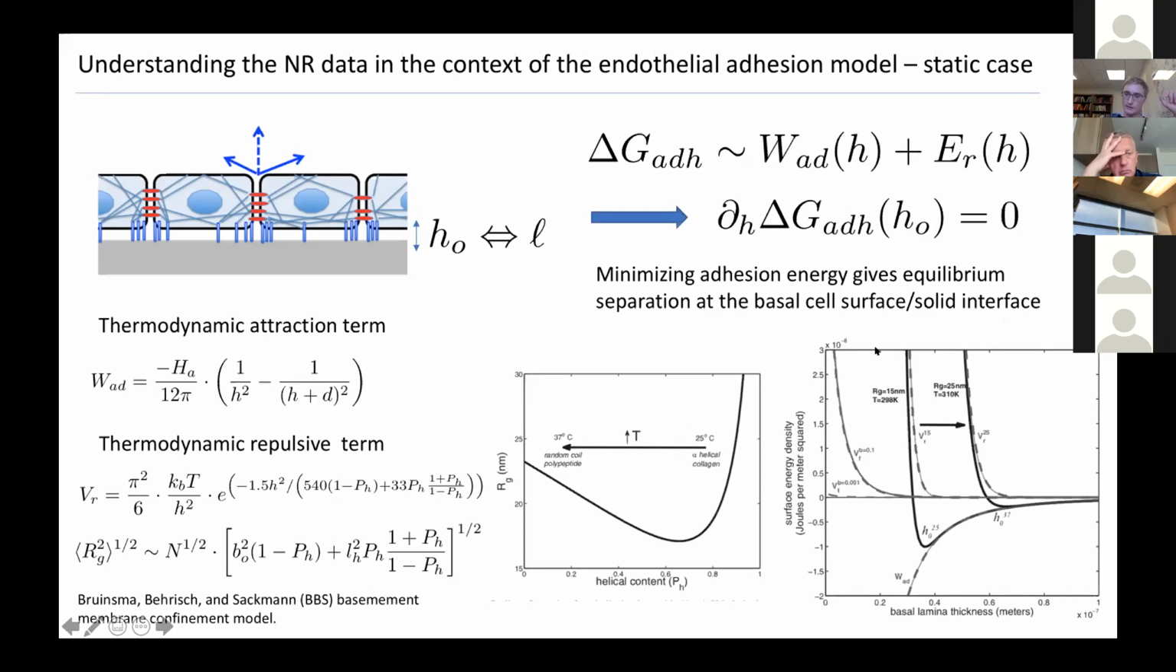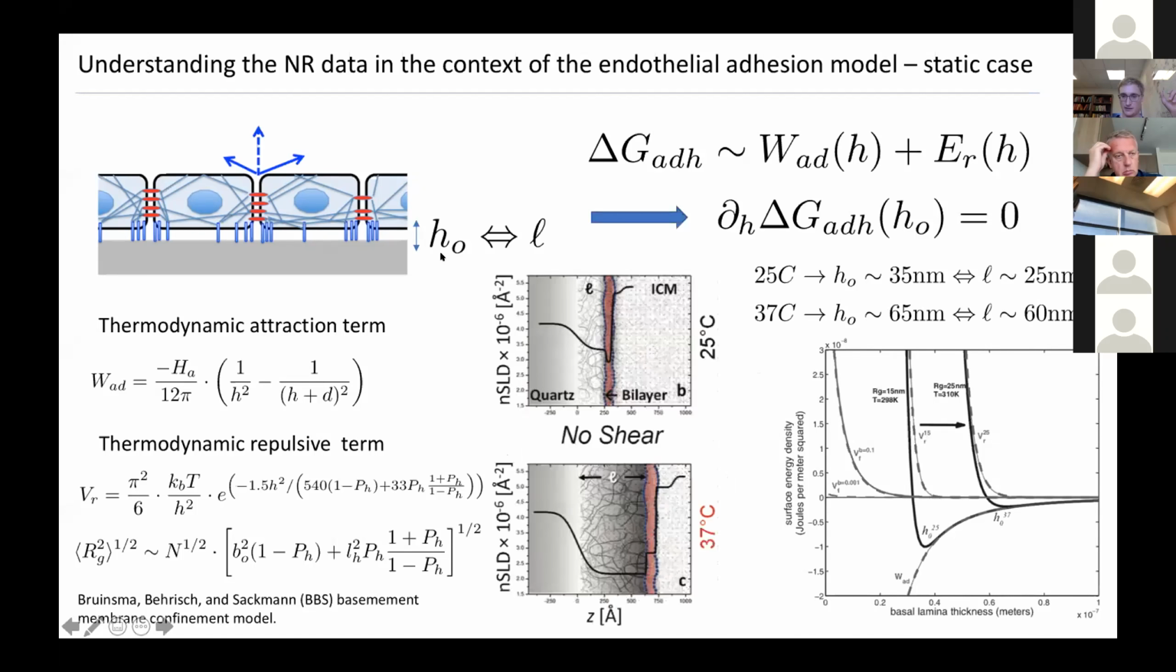Using that model, we were able to show that the radius of gyration at 25 degrees for type 1 collagen would be around 15 nanometers. If you increase this to 37, because the collagen would unravel, it would go to 25. This would provide a way of increasing the osmotic stress in the extracellular matrix, and it would explain why, simply by changing temperature between 25 and 37 under quiescent conditions from the standpoint of flow, we see an increase in the separation distance between the cell and the quartz. And so this is the data I showed you before.